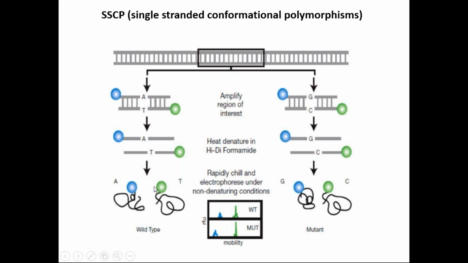Okay, so this one is exactly identical, but these DNA fragments or this DNA strand shows different structures or conformations as compared to this one. And that's why after the denaturation, rapid chilling occurs and we perform the electrophoresis in non-denaturing conditions. So in this technique, we try to separate these molecules and we get different patterns.